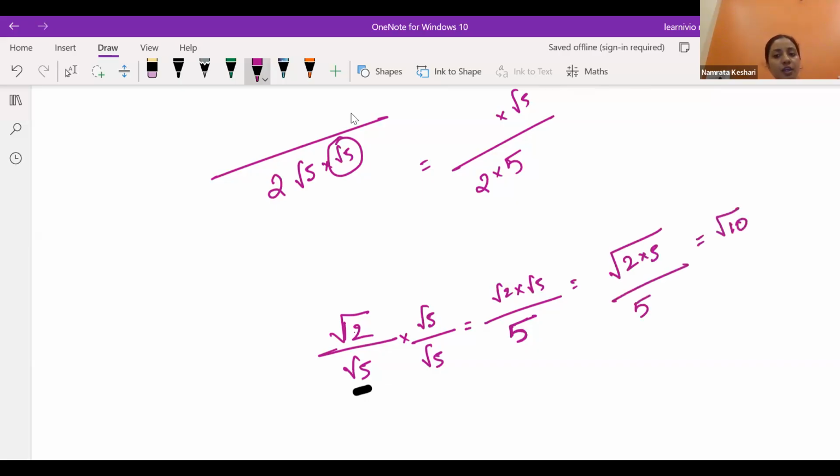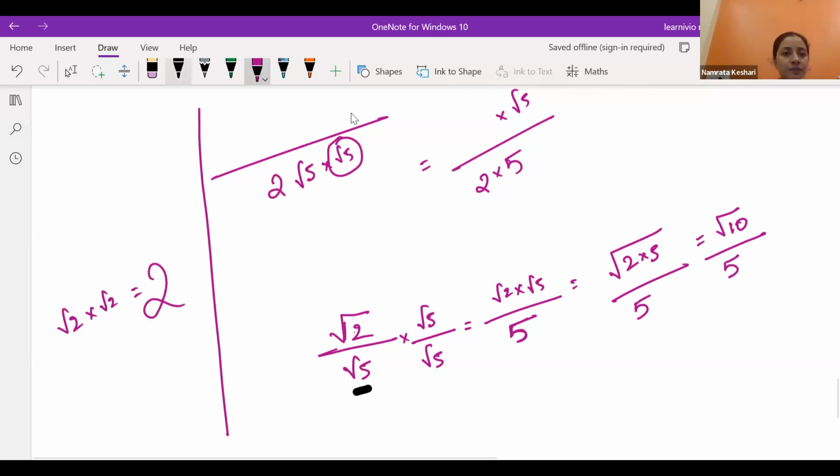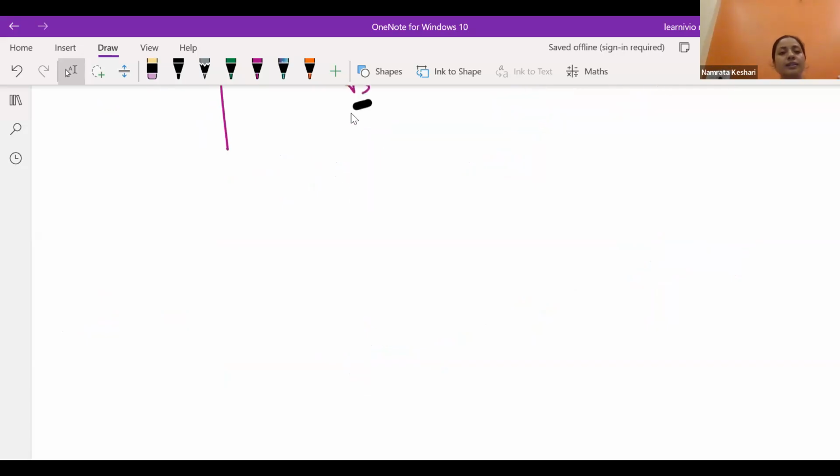Making sense? Do you know this concept, Farzuddin? Yes, ma'am. I got the correct answer. Okay. And one more thing, do you know why we say root 2 into root 2 is just 2? Because root 2 into root 2 is equal to root 4, whose square root is 2, right? Exactly.